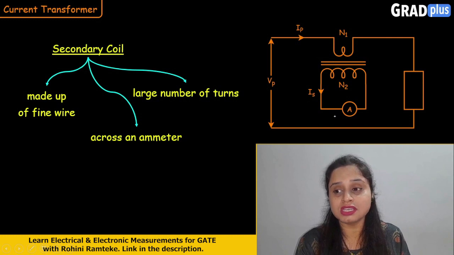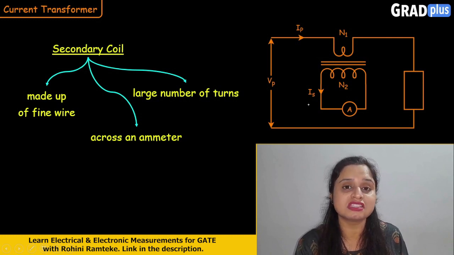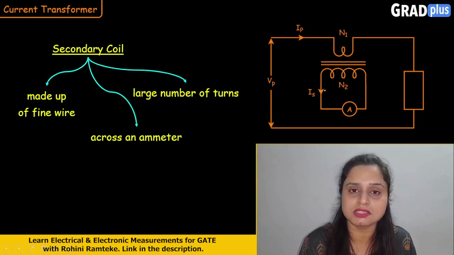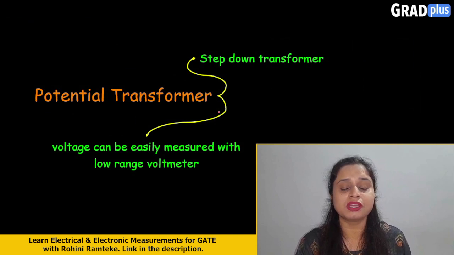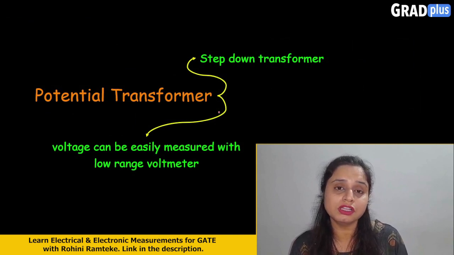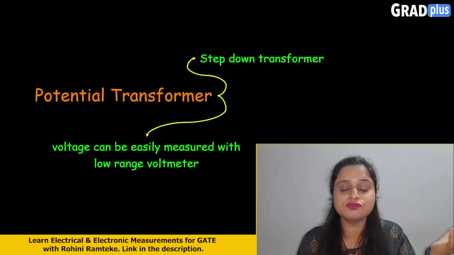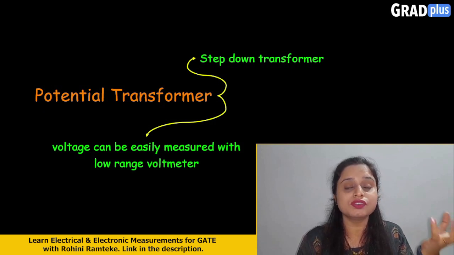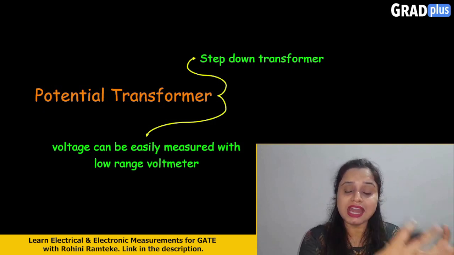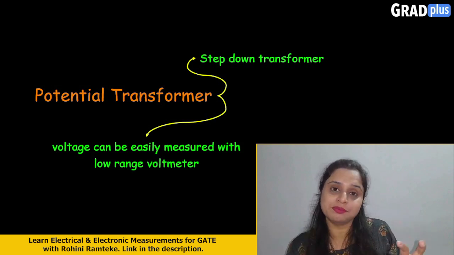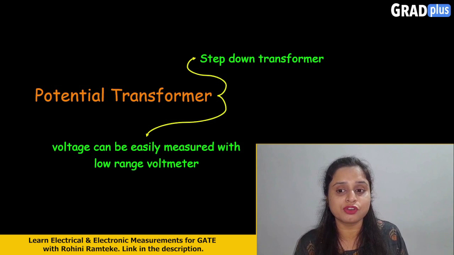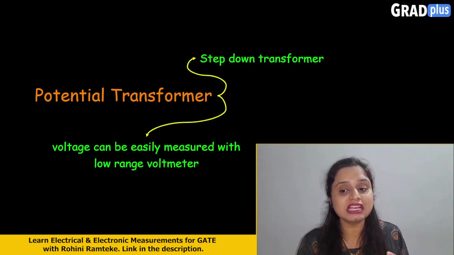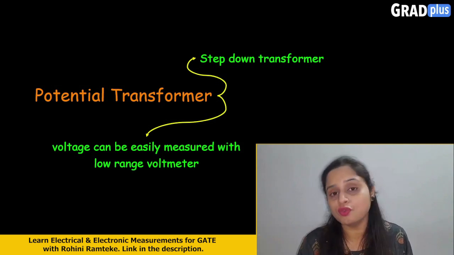And the instrument, or the transformer, which does this is nothing but your current transformer. Now next is the potential transformer. What will the potential transformer do? The higher amount of voltage which is there in the complete network will get stepped down here. Therefore it is also known as the step down transformer. Here the voltage can be easily measured with a low range voltmeter.